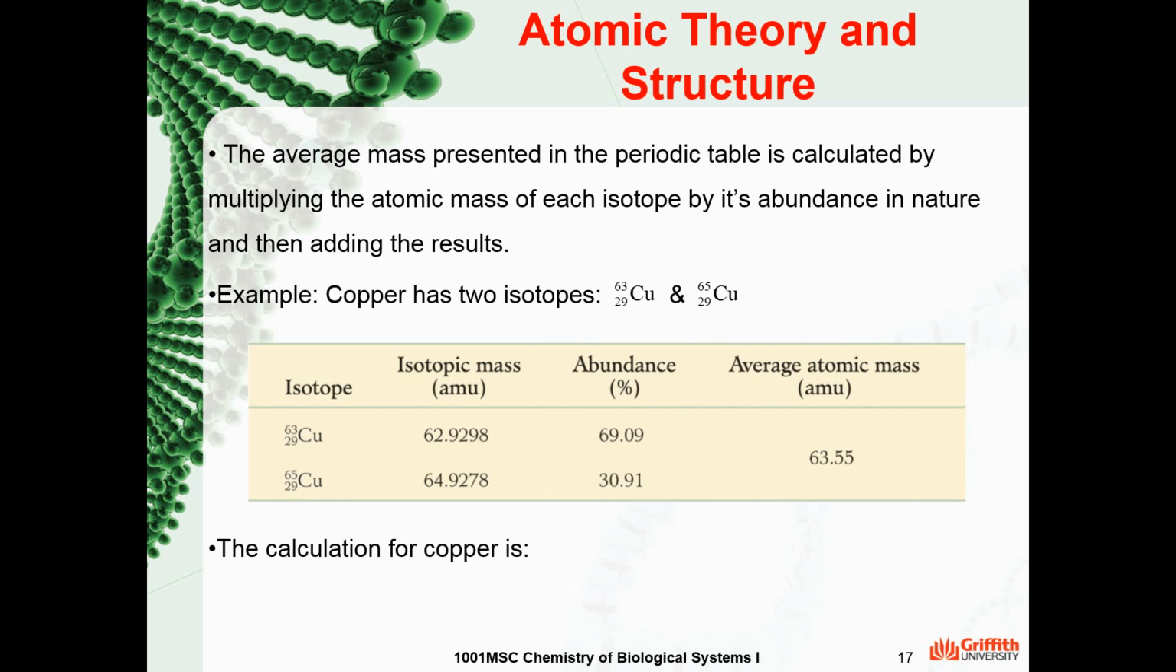To calculate the average of copper, we do the following calculation. 62.9298 AMU times 0.6909 plus 64.9278 AMU times 0.3091 is equal to 63.55 AMU. And this is the atomic mass that you will find in the periodic table. There will be more examples to practice this concept in the tutorial.